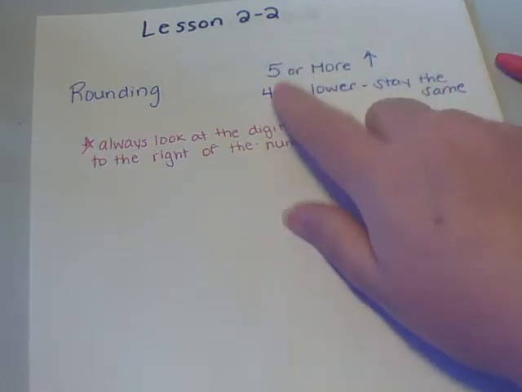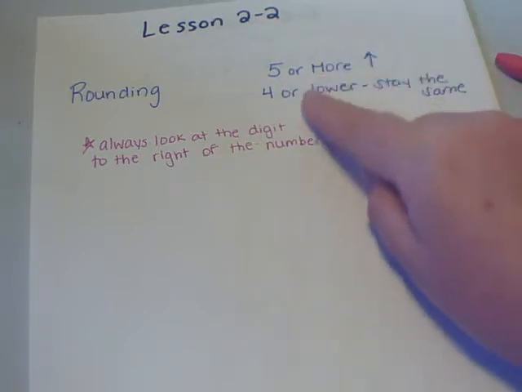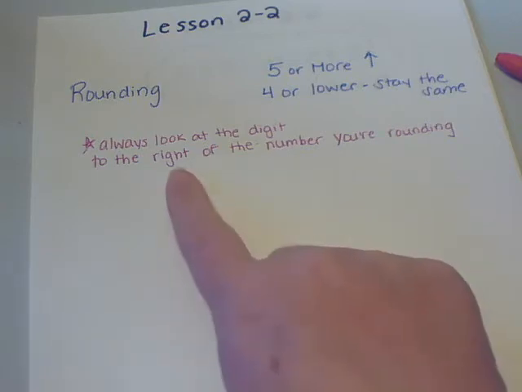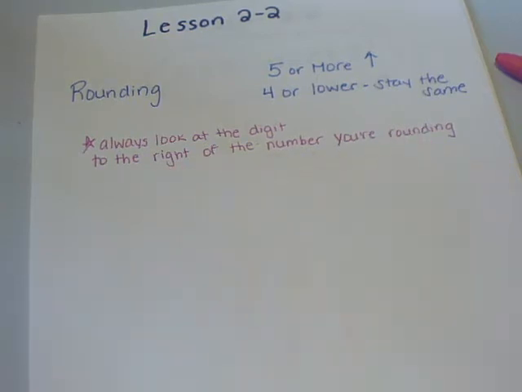Okay, so you just have to really remember those two numbers. 5 or more, you're going to round up. 4 or lower, you are going to stay the same. Okay, and I put this here. Always look at the digit to the right of the number you're rounding. So let me give you an example.